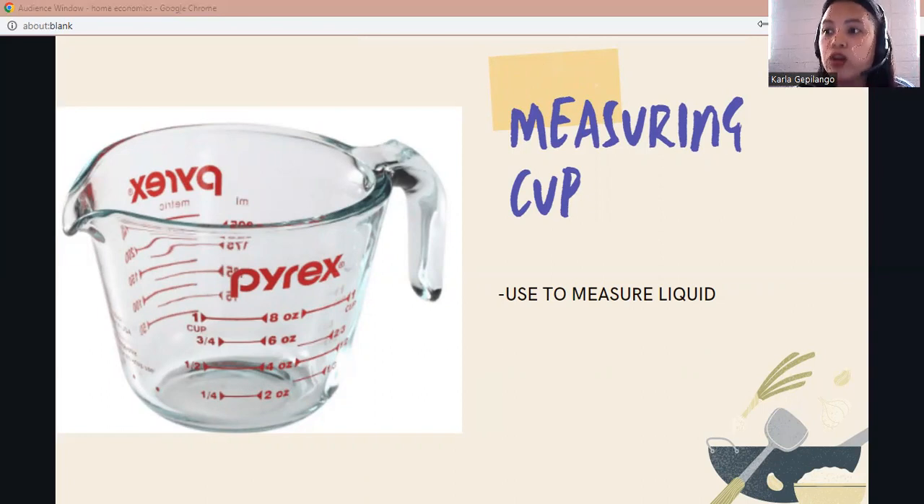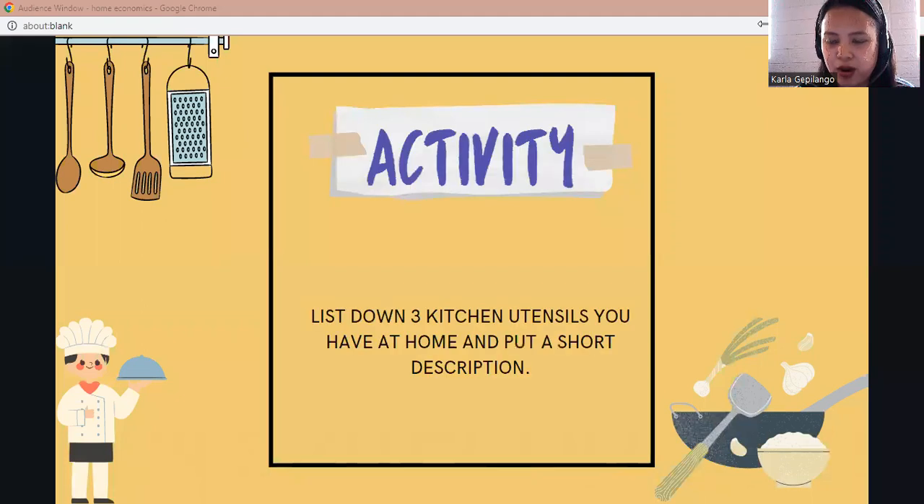Now, I hope everyone is able to get that correctly or remember what we had. Let's have an activity card. For our activity, I want you to list 3 kitchen utensils you have at home and put a short description. Okay, now I'll give you 5 minutes to list down your answers.